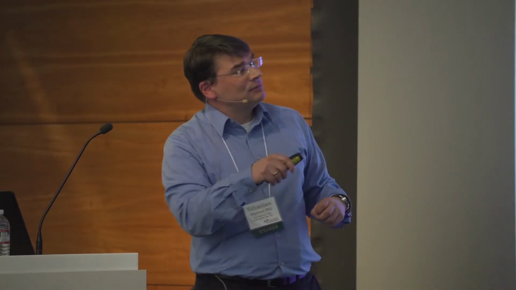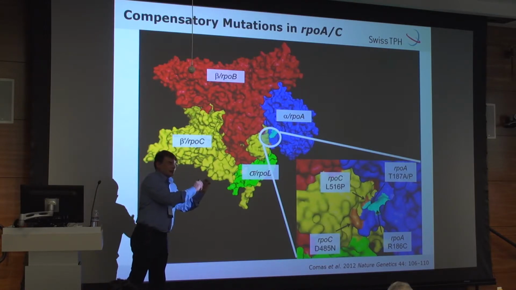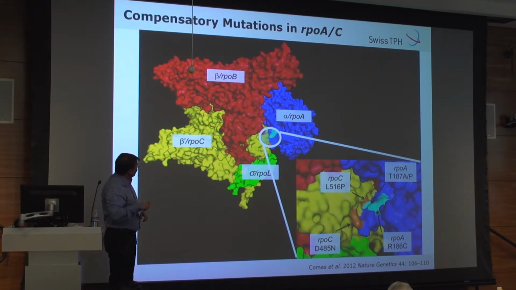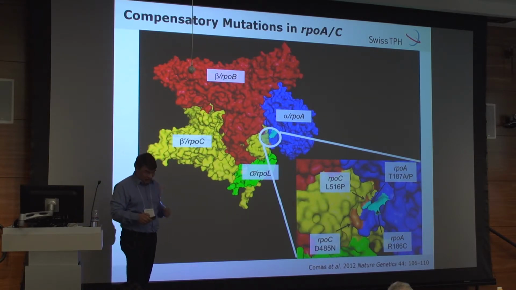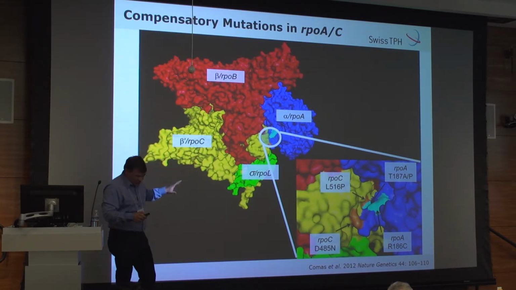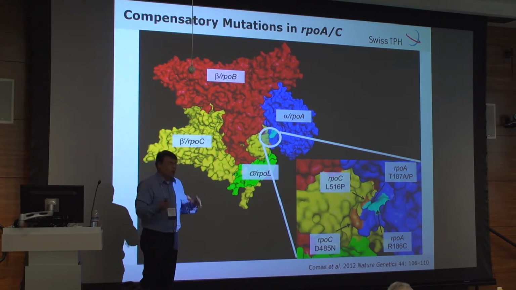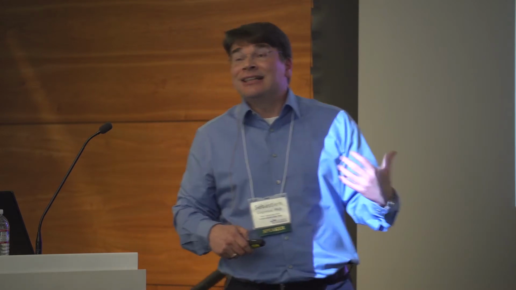The red part is where the actual resistance mutations are, and in the blue and the yellow part of the RNA polymerase, that's where these other mutations were found. Of course, you say, oh, is that some kind of weird lab artifact? We had to go back to the field to see whether we would find these mutations in clinical isolates, and that's actually what we did.